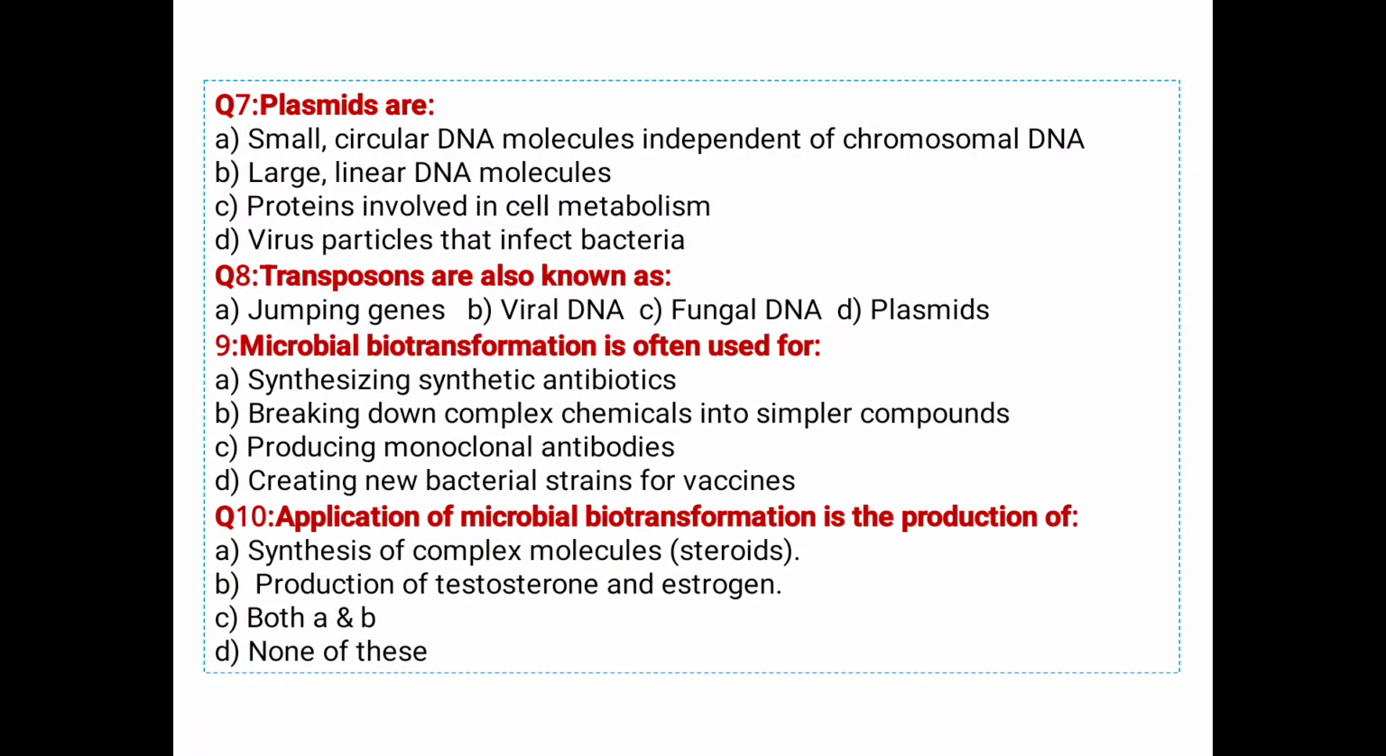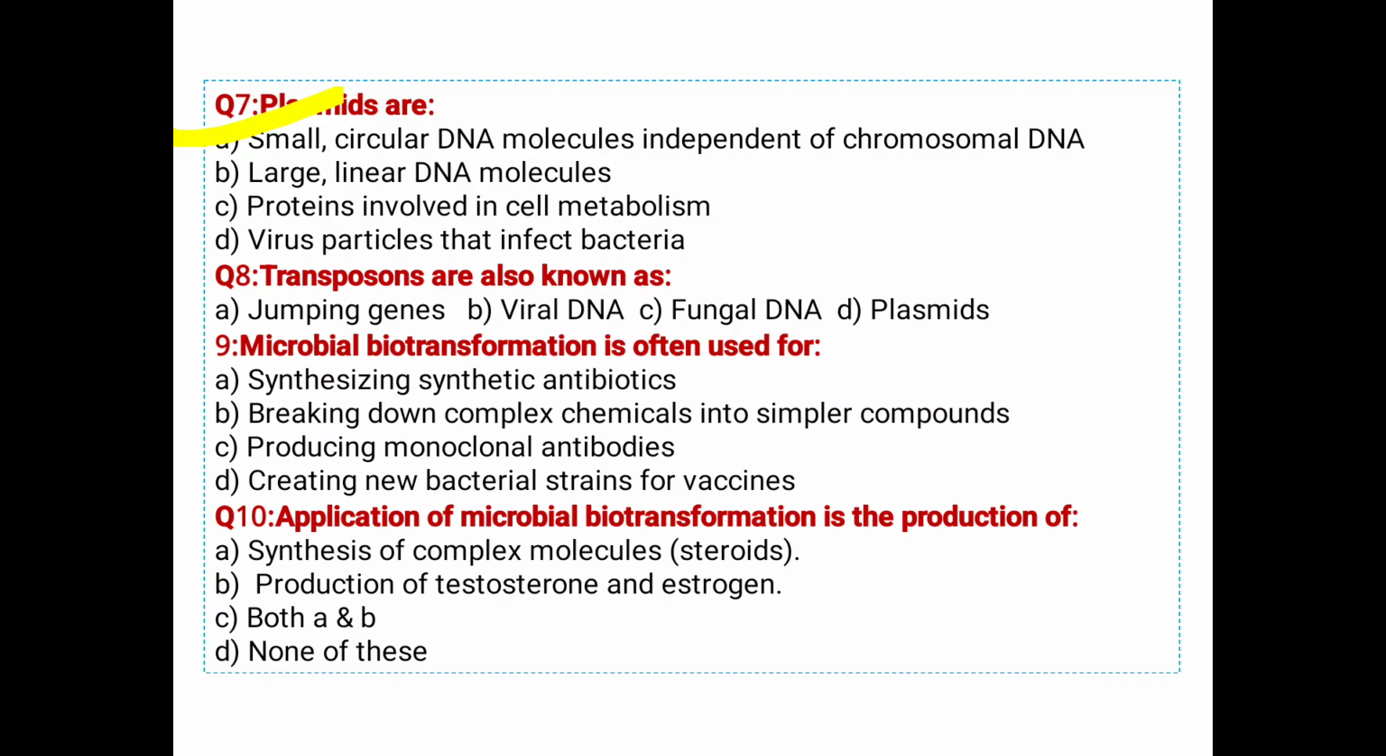Next, question number 7. Plasmids are: option A, small circular DNA molecules independent of chromosomal DNA; option B, large linear DNA molecules; option C, proteins involved in cell metabolism; and D, virus particles that infect bacteria. So plasmid, cosmid, and bacteriophage are types of cloning vectors that transfer genetic information from one to another. So option A is the correct answer, small circular DNA molecules independent of chromosomal DNA.